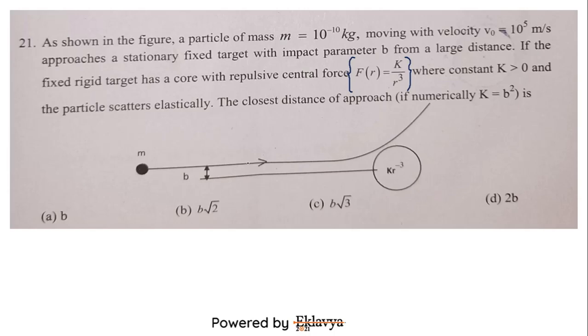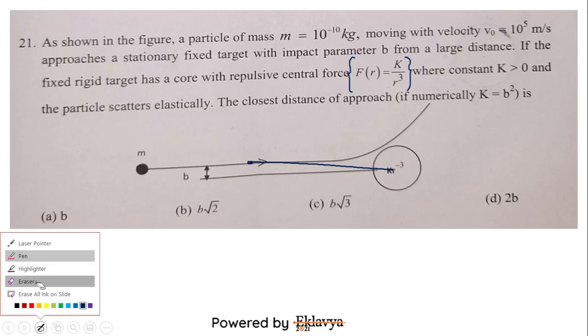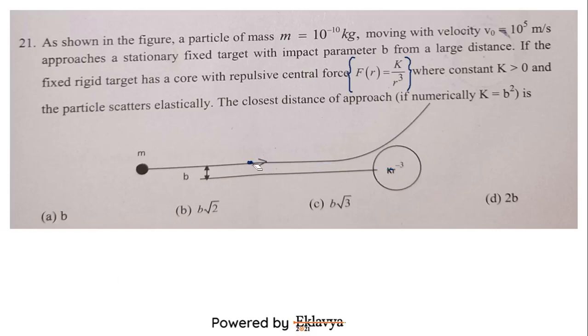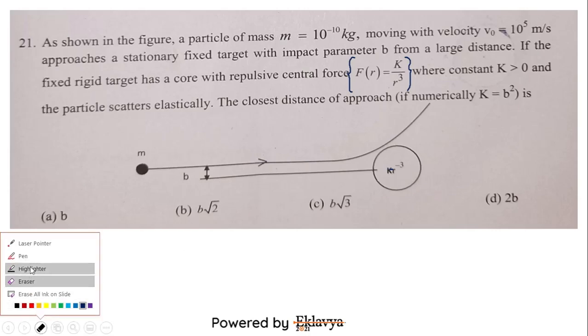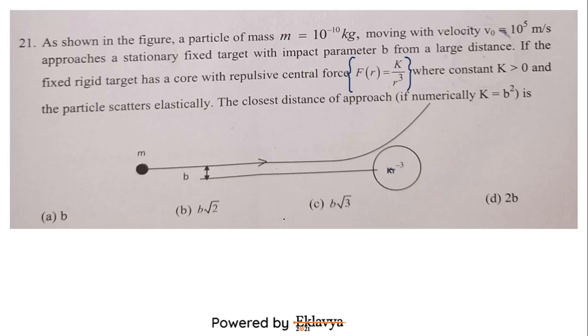As the particle travels, the particle experiences a force which always acts along the line joining the particles. Because of this, there is no torque about the fixed particle, and therefore the angular momentum remains conserved about the fixed particle. So we can use conservation of angular momentum, and conservation of energy we can use because there are no external agents which are doing work. So Ui plus Ki will be equal to Uf plus Kf.